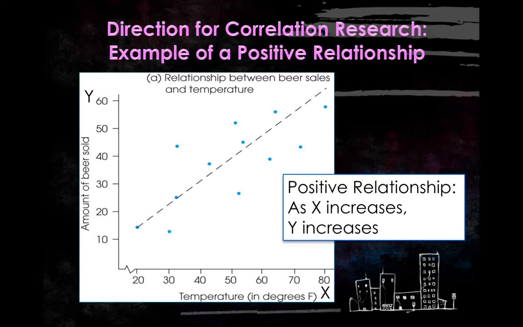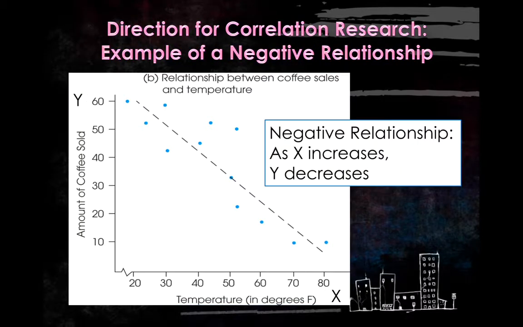So this is an example of a positive relationship. As the temperature goes higher, right, here's the temperature here, cold drink sales go up, right? The more cold drinks are sold the hotter the temperature, so it's a positive increase. A negative relationship is as the temperature goes up, the amount of coffee or hot drinks goes down. So as X increases, Y decreases.